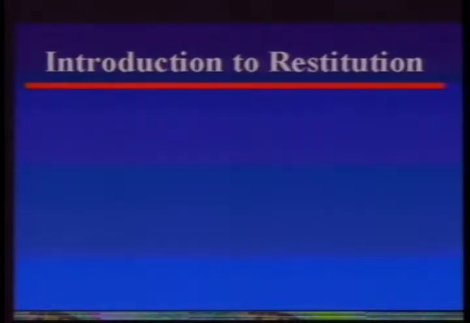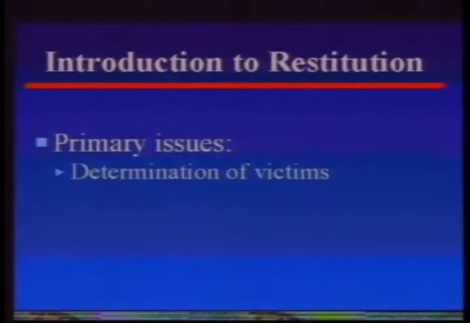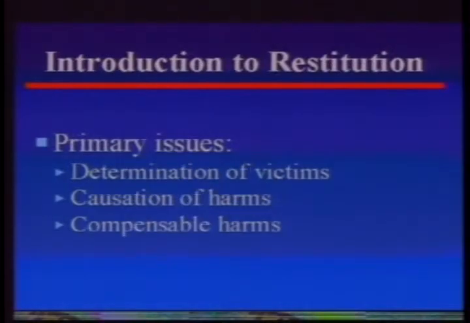Now, as we go through and look at these steps, we'll find that the primary issues that arise and that are addressed are determination of victims, the causation of harms, and compensable harms.